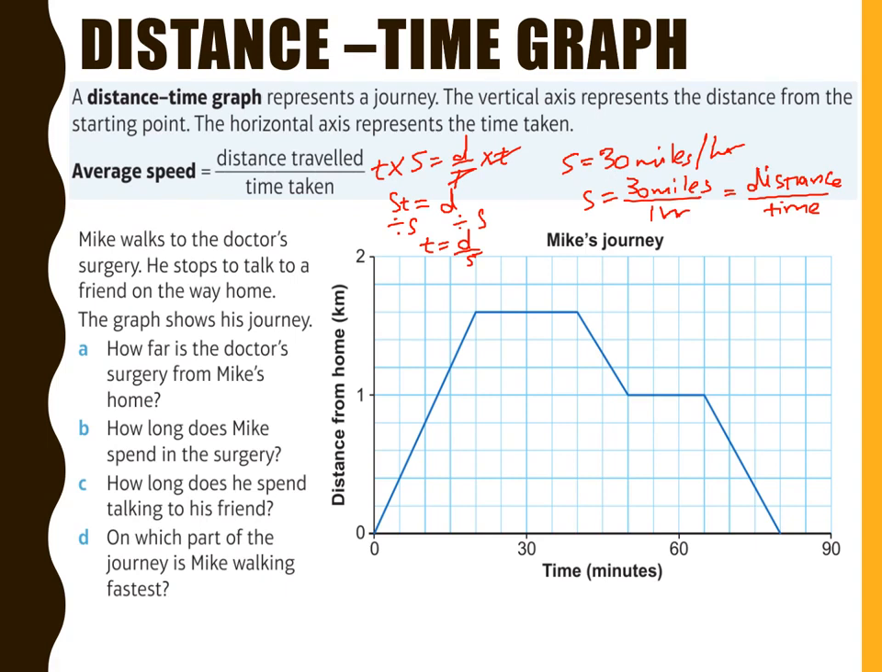Mike walks to the doctor's surgery. He stops to talk to a friend on the way home. The graph shows his journey. Answer those 4 questions. On a distance time graph, the gradient is the speed. So with the linear graph, the gradient was the steepness, how steep the line is. With the distance time graph, the gradient is the speed.